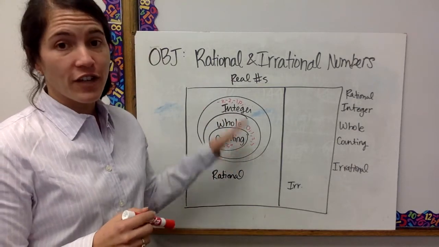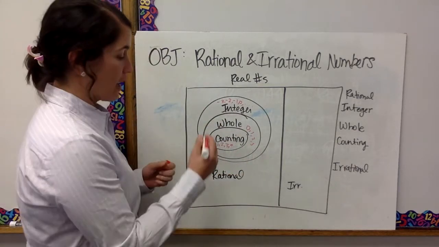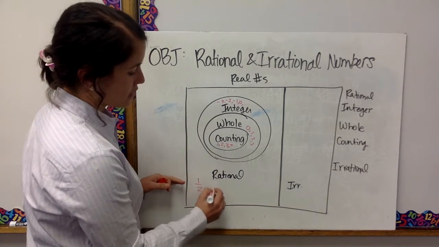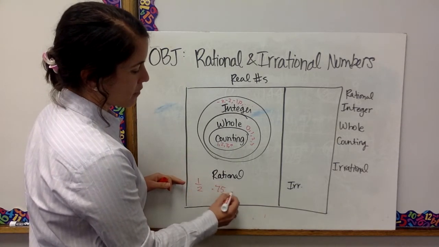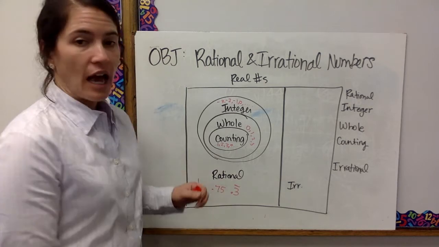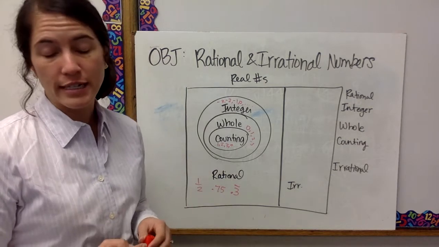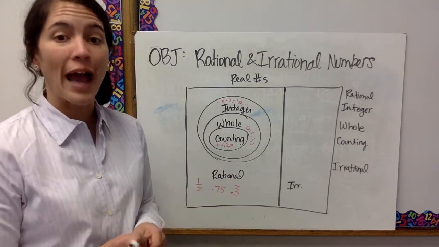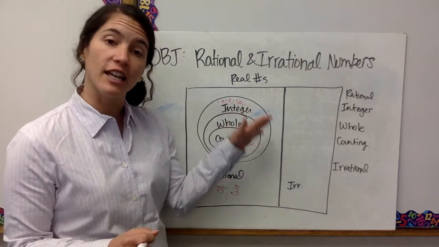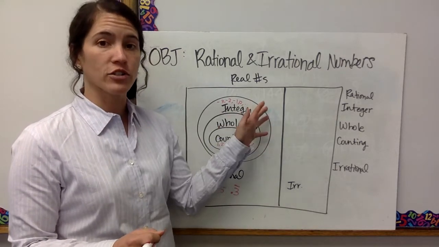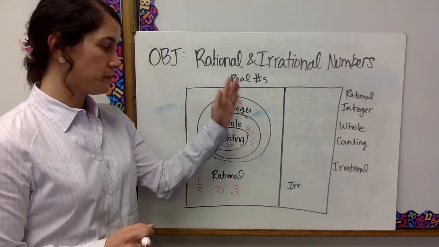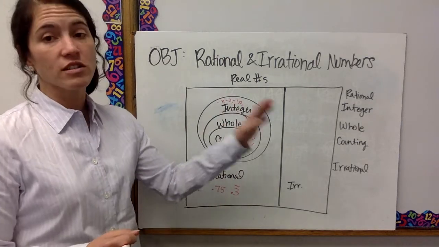If it doesn't fit into these categories, if it's a fraction, a decimal, maybe a repeating decimal. If it's a fraction, decimal, repeating decimal, or terminating decimal, those are all rational numbers. They do not fit in counting, whole, or integer, but they are rational. Anything else is going to be irrational.